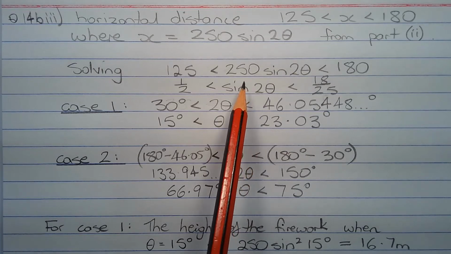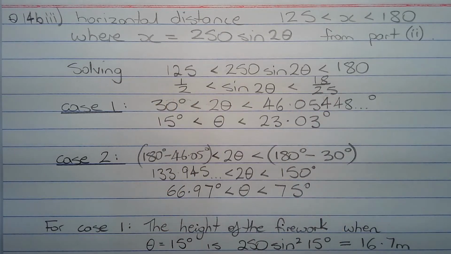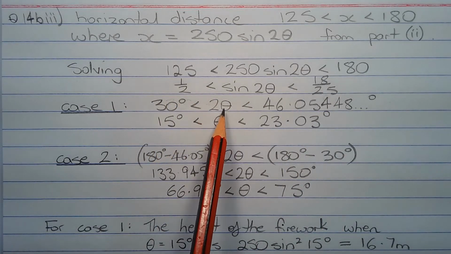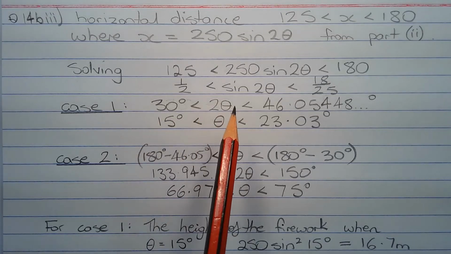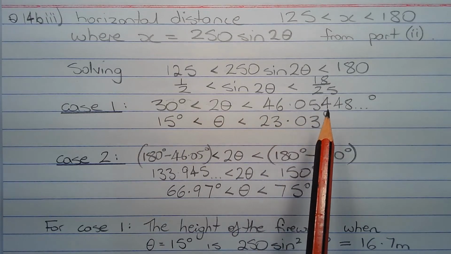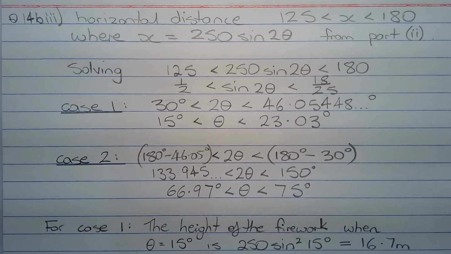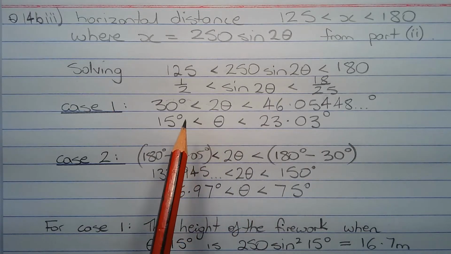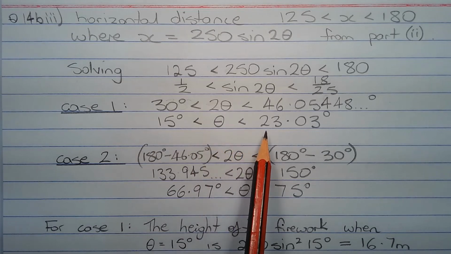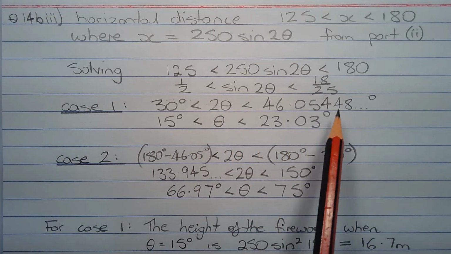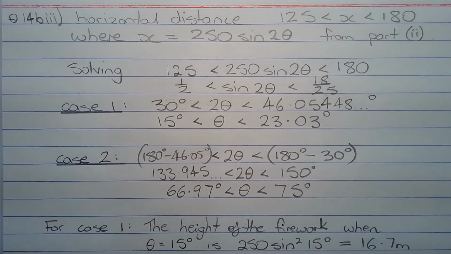Taking the inverse sine of all terms, we end up with 2 theta is greater than 30 degrees and less than 46.05448 and so on degrees. And then dividing all terms by 2, we have theta is greater than 15 degrees and less than 23.03 degrees corrected to 2 decimal places.